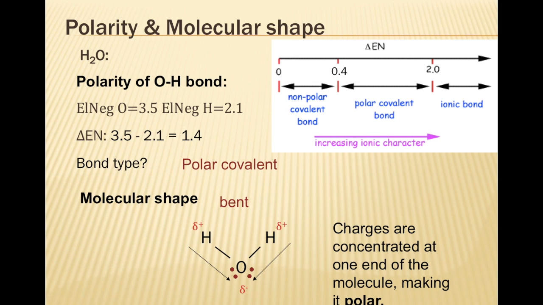So each water molecule behaves like a tiny magnet, so that the partial negative charge attracts positive charges. So water molecules are attracted to one another, and they're also attracted to other polar substances and to ions.